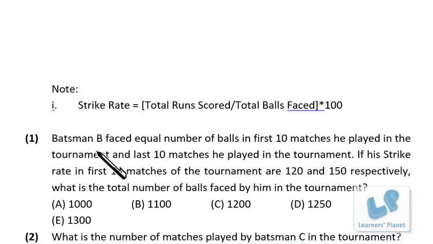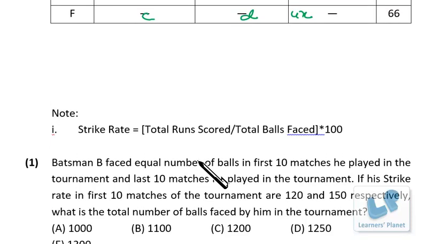Batsman B faced an equal number of balls in the first 10 matches he played in the tournament and the last 10 matches he played in the tournament. If his strike rate in the first 10 matches of the tournament is 120, and probably 150 for the last 10 matches, what is the total number of balls faced by him in the tournament? Okay, so equal number of balls. So I suppose the total number of balls is 2x. So in the first 10 matches, x balls, and in the last 10 matches, x balls, right?